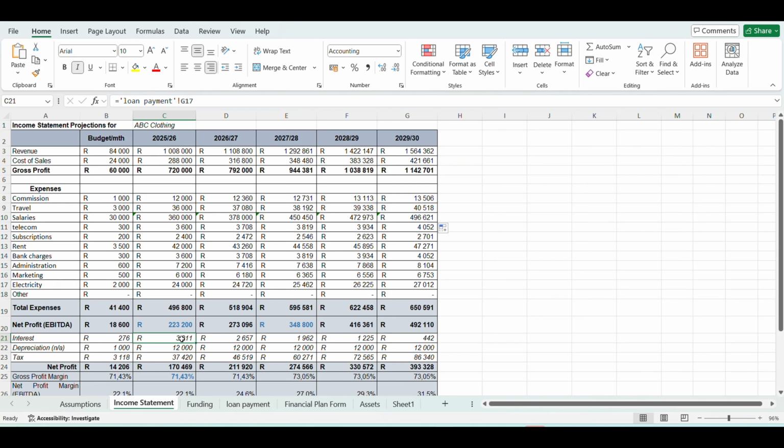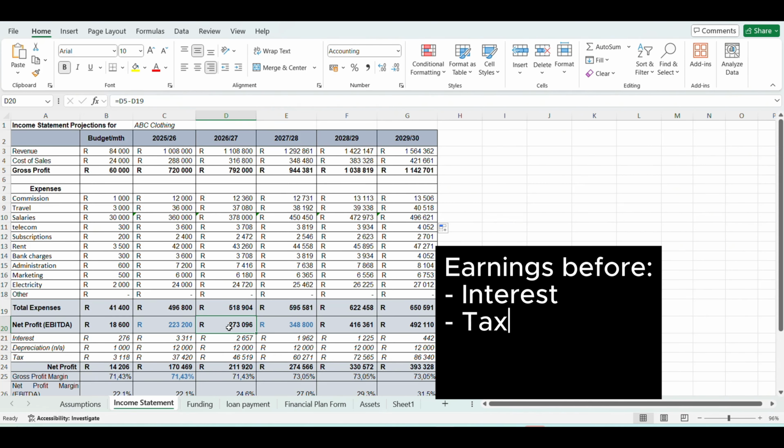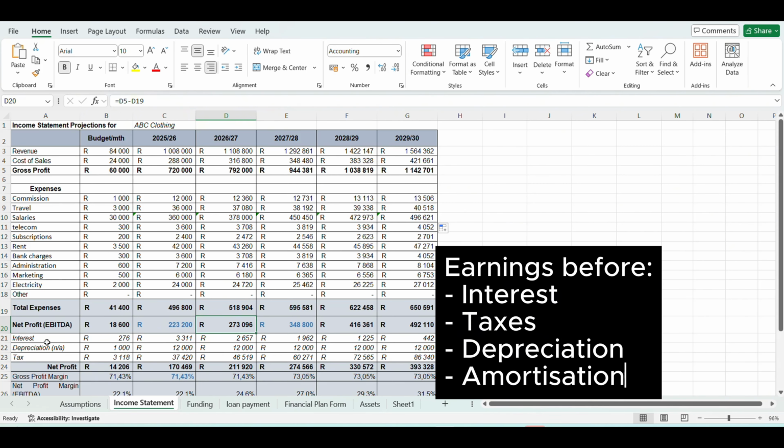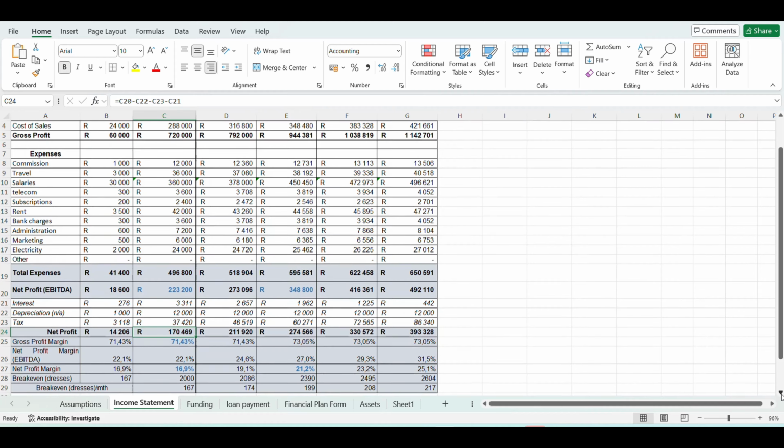Then there's depreciation, because you're buying equipment. That equipment must be depreciated over the 5 years. And then there's tax that needs to be paid, right? Then you get your net profit. So this is net profit EBITDA. So it's net profit before earnings, interest, tax, depreciation, and amortization. After you take out the interest and the tax and the depreciation, you get your actual net profit, right?